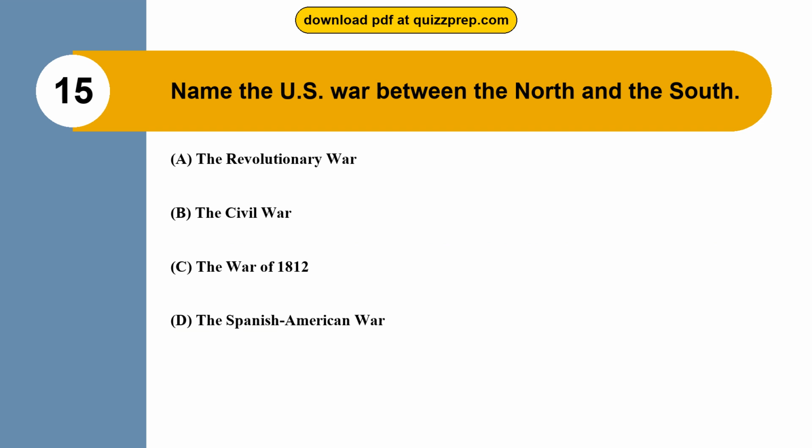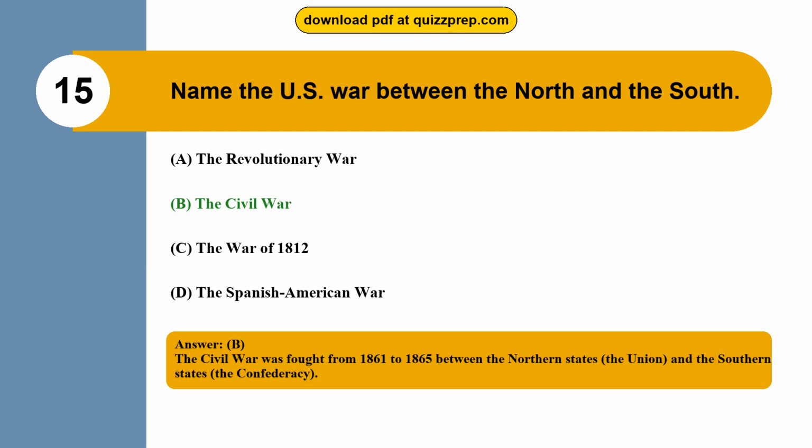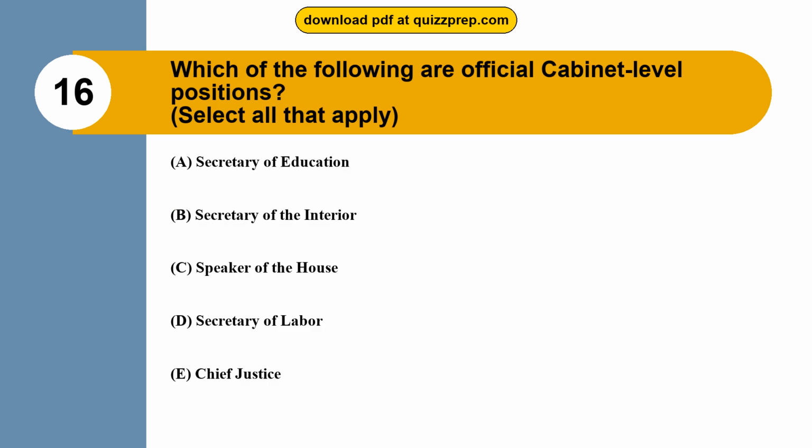Option A, the Revolutionary War. Option B, the Civil War. Option C, the War of 1812. Option D, the Spanish-American War. The correct answer is option B, the Civil War. The Civil War was fought from 1861 to 1865 between the Northern states, the Union, and the Southern states, the Confederacy. Question 16. Which of the following are official cabinet-level positions?